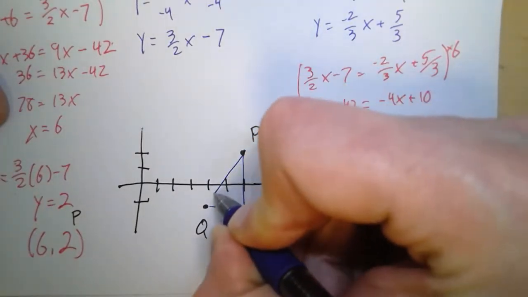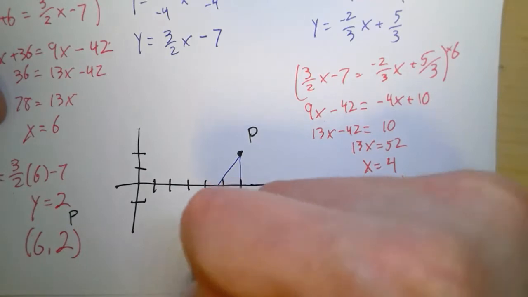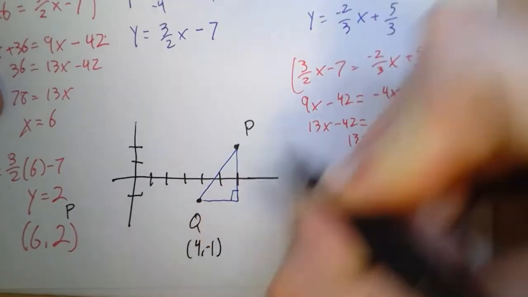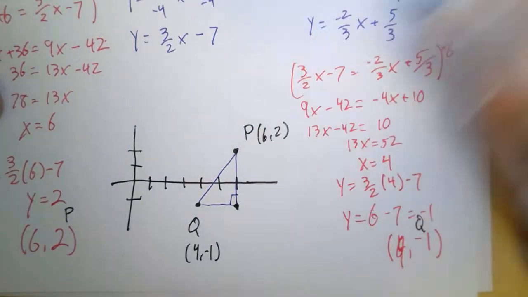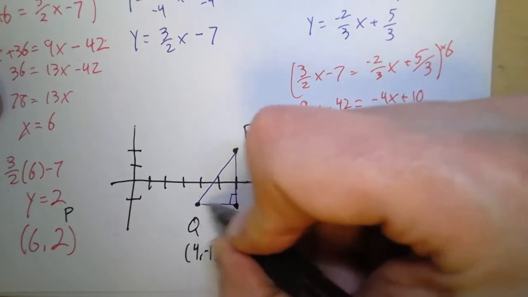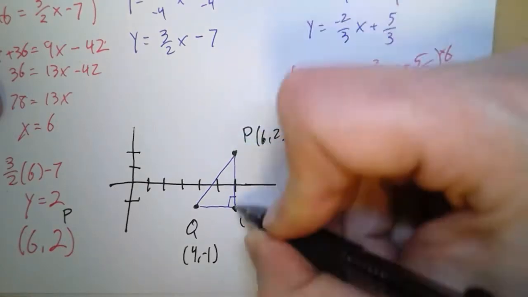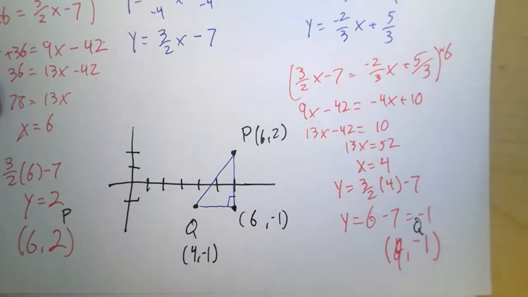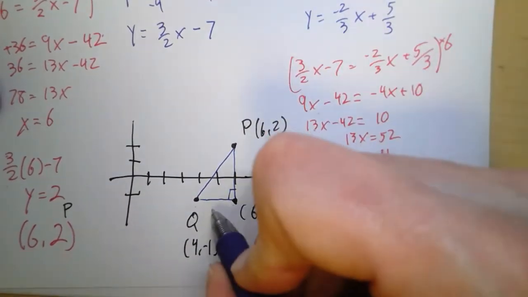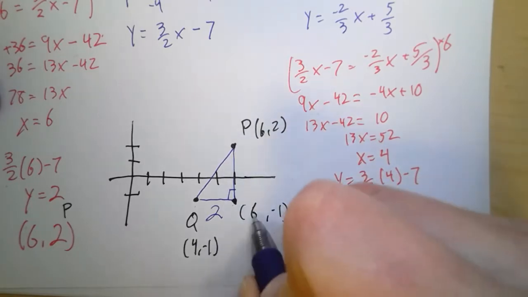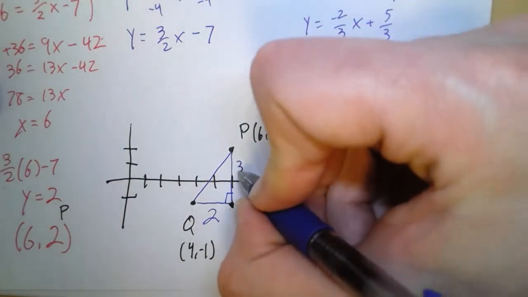Well, what we do is we make a right triangle. This point right here, Q, is at (4, negative 1). Point P is at (6, 2). This point right here just moves sideways, but doesn't go up and down, so it has the same y value. This line moves up and down, but doesn't move side to side, so it has this x value of 6. From here to here is a distance of 2, because our y values don't change, but our x values differ by 2. Here, the x values don't change, but the y values differ by 3.